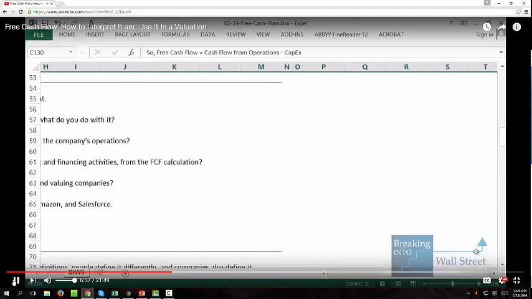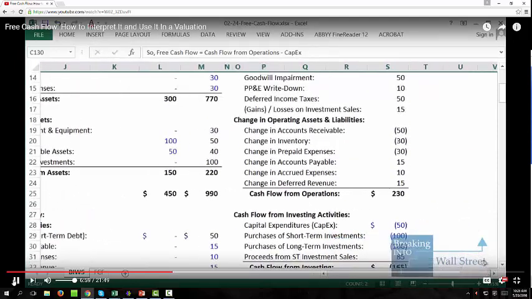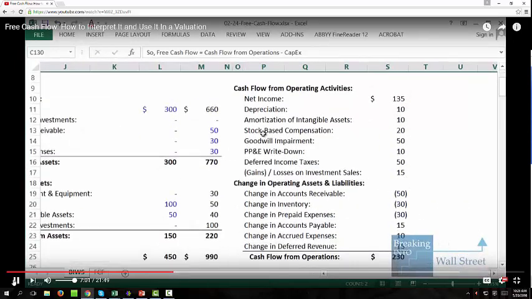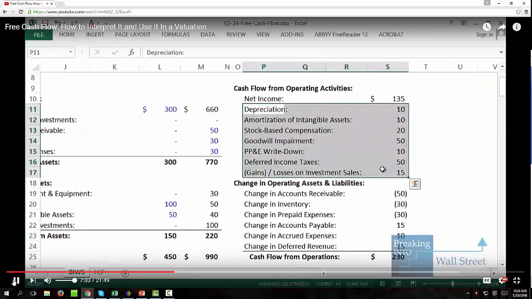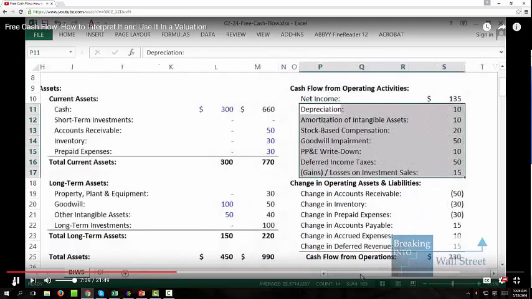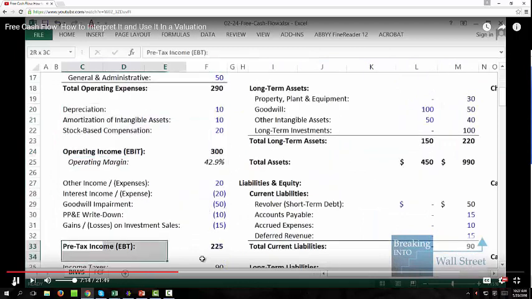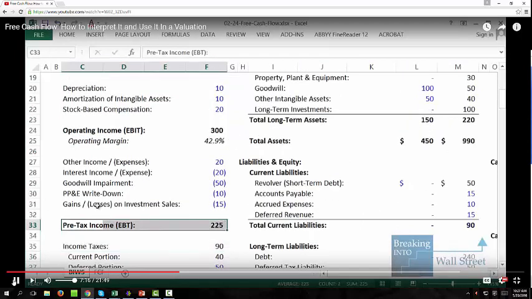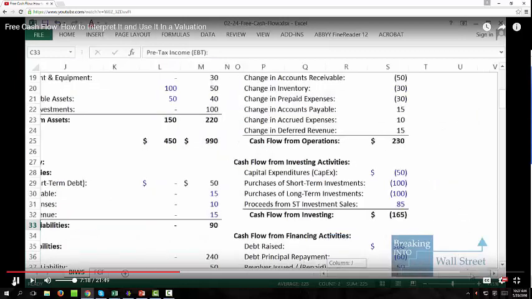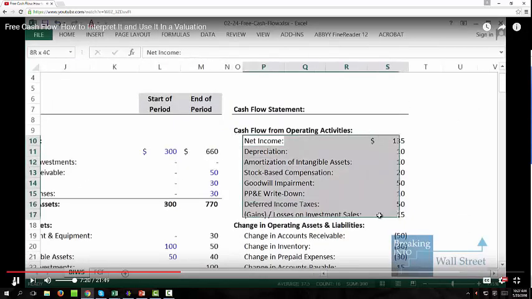So going up to our statements here again, you can see why we've included these items. All these non-cash charges, depreciation, amortization, stock-based comp, goodwill impairment, these are all tax savings types of items, because remember, they've hit our income statement over here. So they've reduced our operating income, or they've reduced our pre-tax income. So we've gotten the tax savings from these items, but they're non-cash. And so we get that tax savings, and by adding them back here, we capture that tax savings.